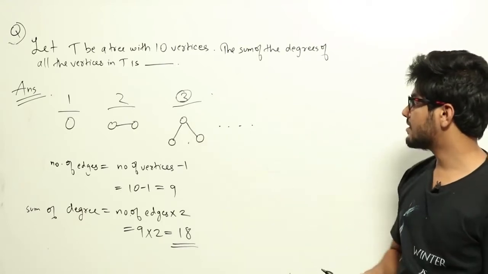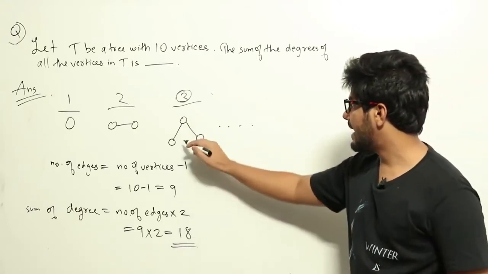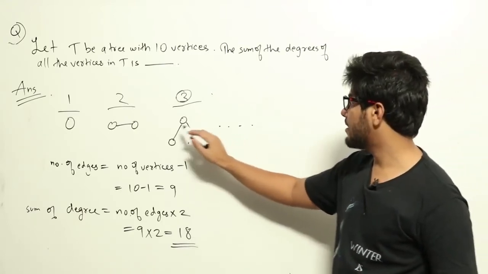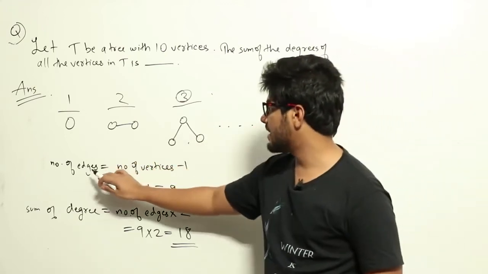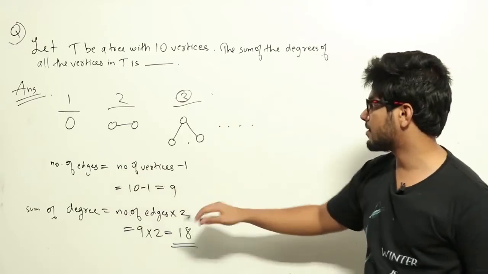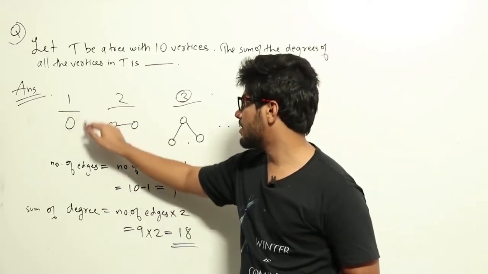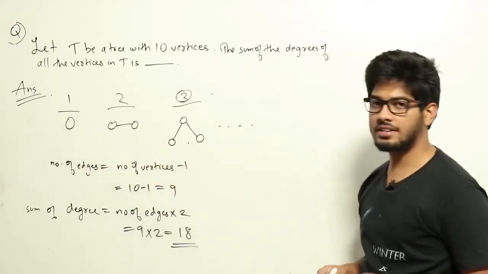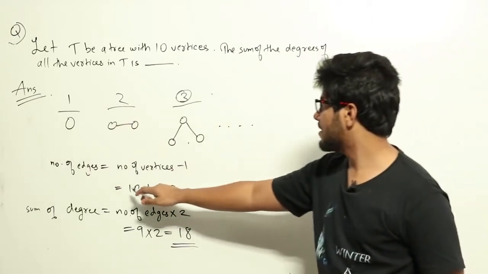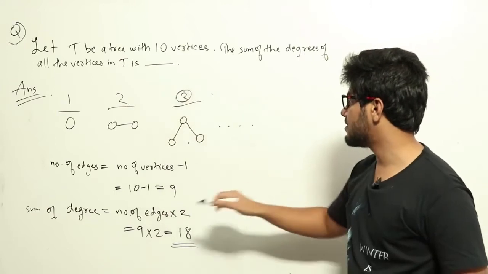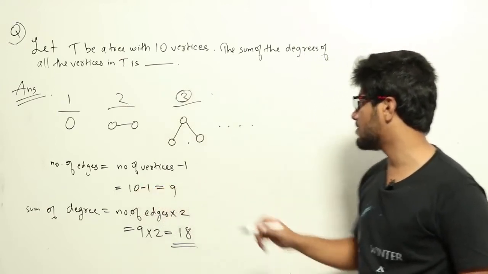So if you see that, on adding each vertex, I will need to add exactly one edge, which means that the number of edges in the tree equals the number of vertices minus one, as the tree with only one vertex did not have any edges. So number of edges equals number of vertices minus one. The question says there are 10 vertices, so that is 10 minus 1 equals 9.